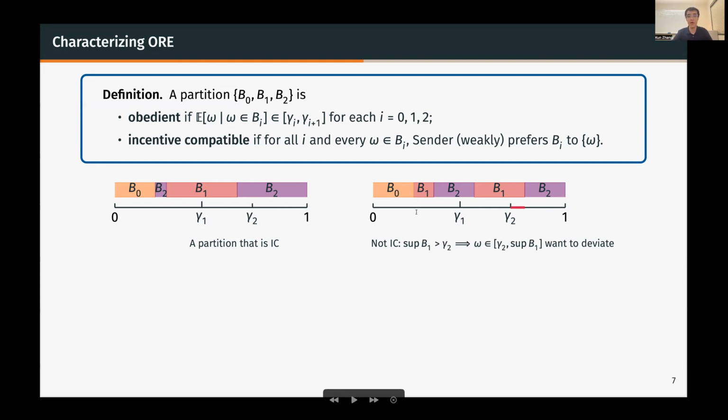The partition in the right panel, however, is not incentive compatible. This is because in every state in the small red interval here, if sender fully reveals the state, she gets action A2, but if she sends message B1, then action A1 is going to be played. Therefore, she may want to deviate to fully reveal the state if her state is in the small red interval here. Okay. However, in the left panel, she would always prefer to use these messages, the partition elements, rather than fully revealing the state.